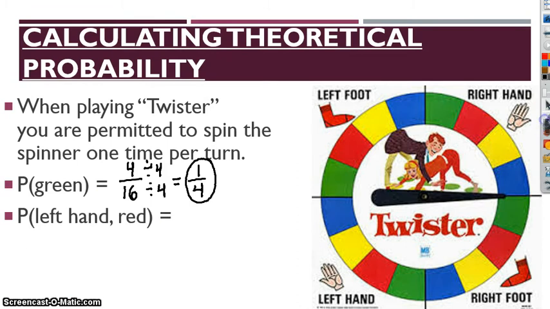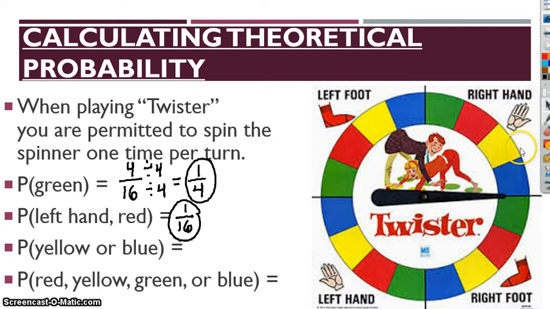What about the probability of left-hand red? Well, if you look at the spinner, there's only one place that's left-hand red, so it's 1 out of, and how many were there altogether? 16. So the probability of getting left-hand red is 1/16.